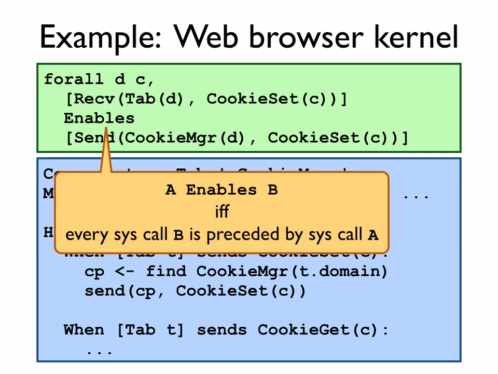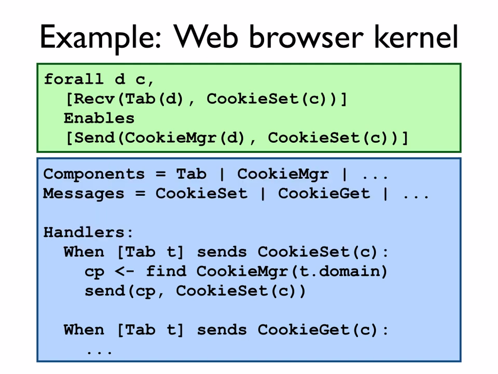And so note that to specify this property, the user uses the enables primitive, which is simply a primitive of Reflex. And more generally, we say that A enables B if and only if every system call B is preceded at some point in the past by a system call A. Now, enables is just one primitive of our specification language. And more generally, our specification language is a strict subset of temporal logic. And I'll talk about that a little bit more towards the end of the talk.